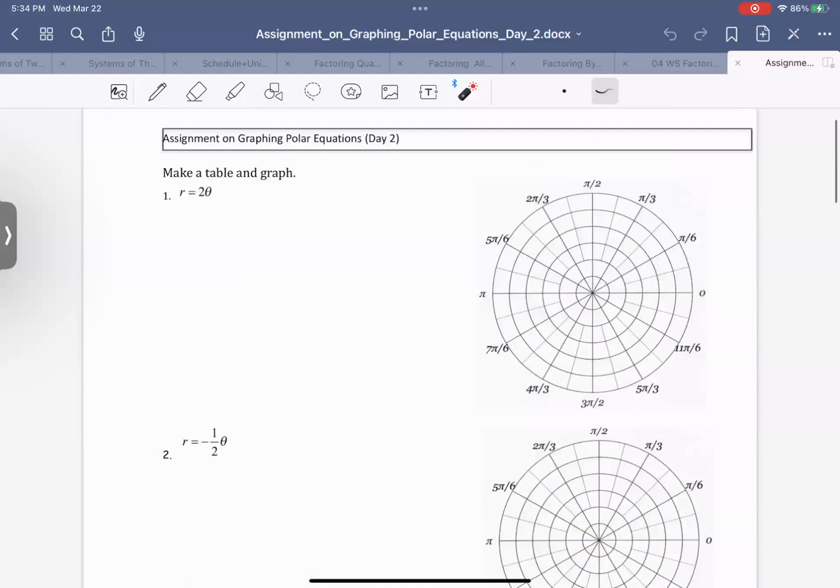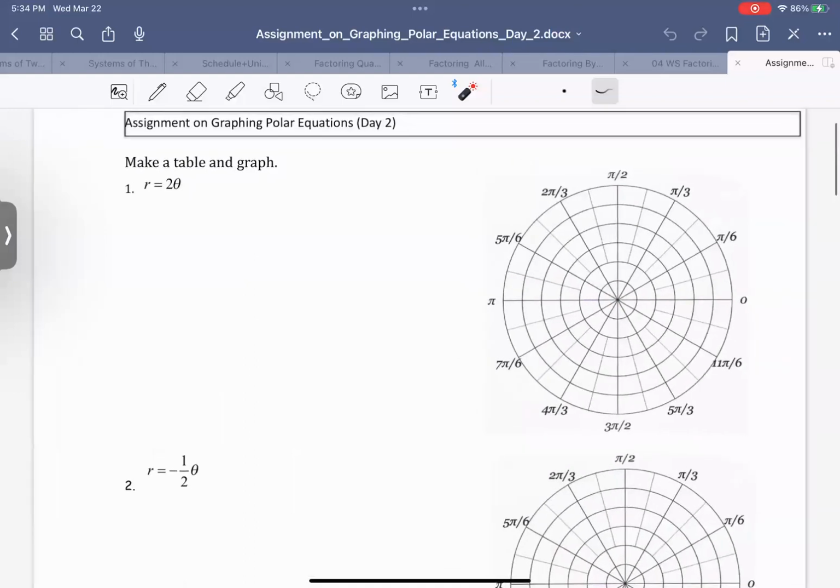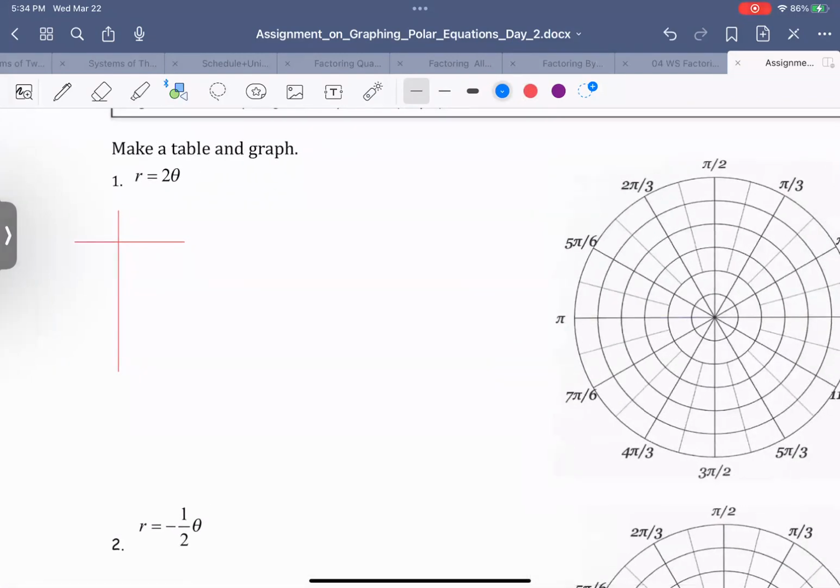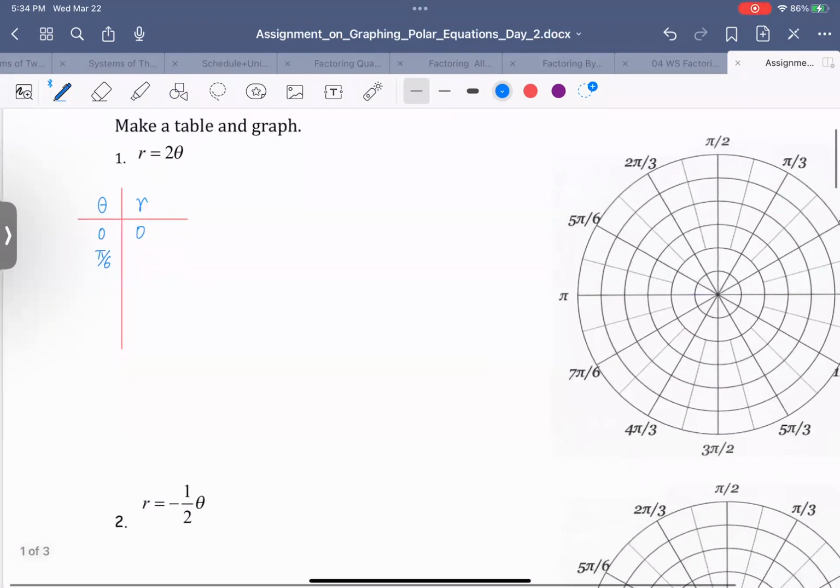这个 r equals 2 theta. So we want to see, we can list a few theta values and then draw the r, okay? So for example, we list theta, and then we list the r. When theta is 0, r will be 0, right? And then when theta is, say, pi over 6, 那么这个 r 呢就 is going to be pi over 3.